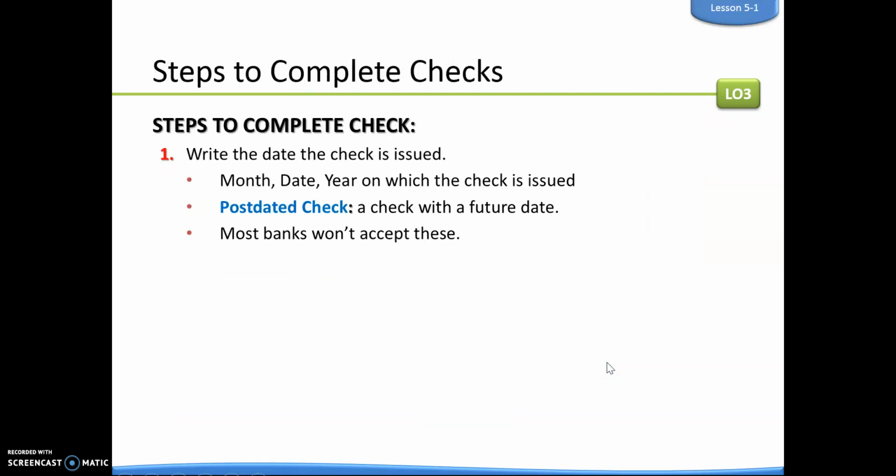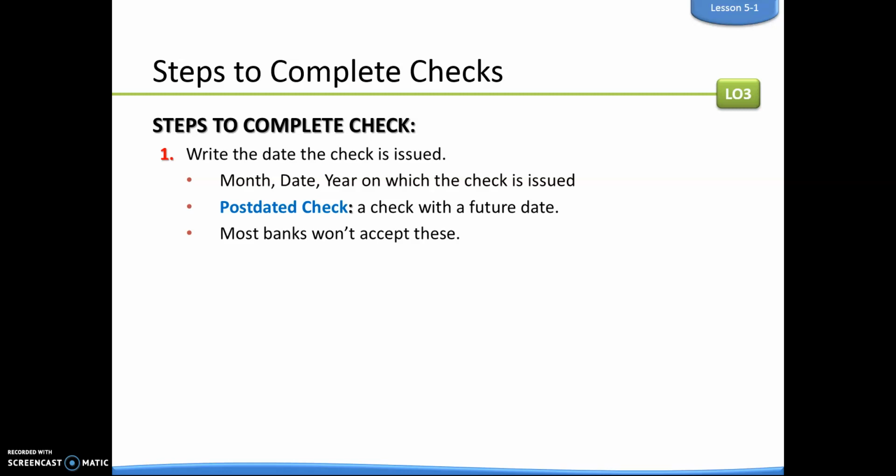So your steps to complete a check are very similar to that of filling out your check stub. So the first thing we're going to do is write the date that the check is issued. So again, we do our month, we do our date, and we do our year. There is such a thing as called a post-dated check. A post-dated check actually means a check that has a future date. So if you were in October right now and you maybe wanted to wait until November, but you wanted to give them the check, some people would write like November 1st, and that's called a post-dated check.